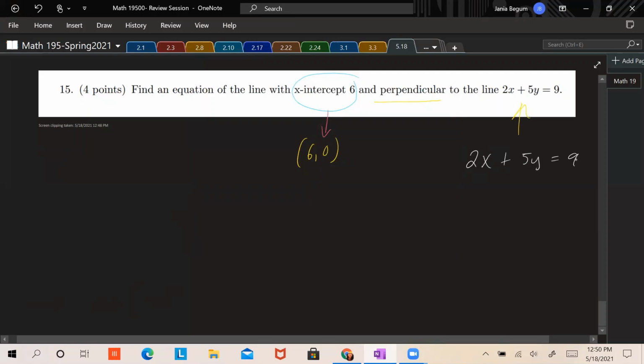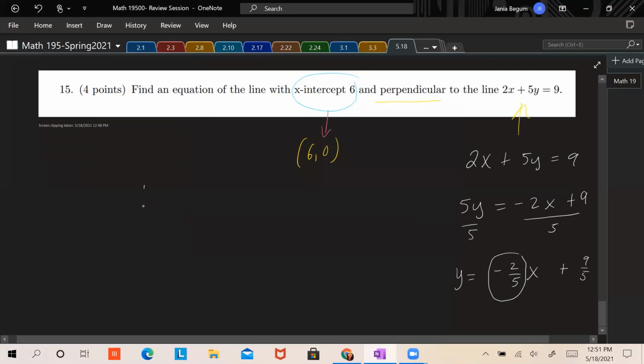And then I want to solve for y, so I subtract 2x from both sides. 5y is equal to negative 2x plus 9. And then I divide both sides by 5. So I have y is equal to negative 2 over 5 x plus 9 over 5. So there you go. That's the slope of this line.